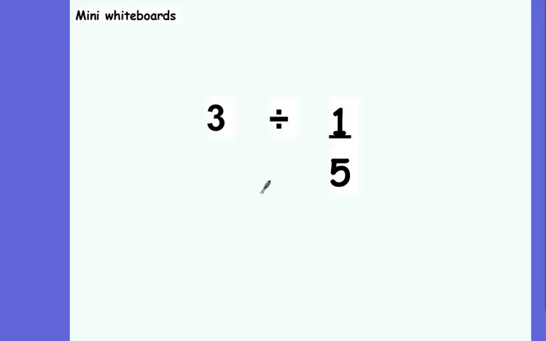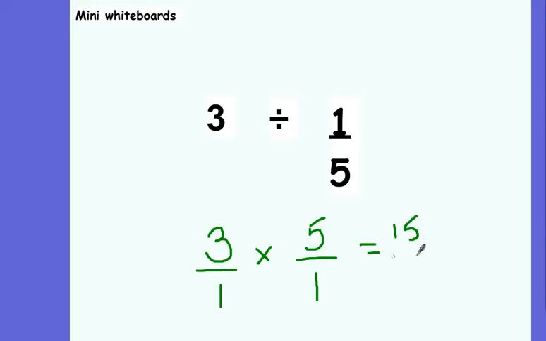Make sure you've got this example in your dark blue books for me. And then mini whiteboards or light blue books, what's 3 divided by 1/5? Let's go through it. Keep my first one, flip my second one, change my sign. 3 times 5 gives me 15. 1 times 1 just gives me 1. 15 over 1 gives me 15.